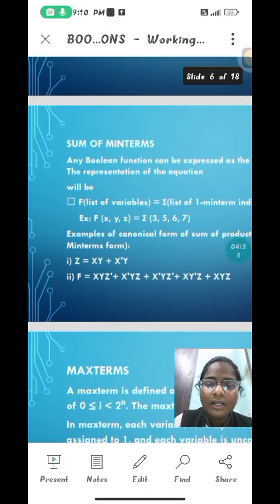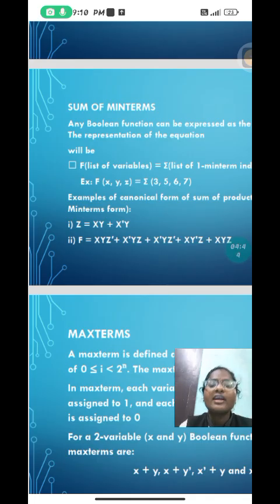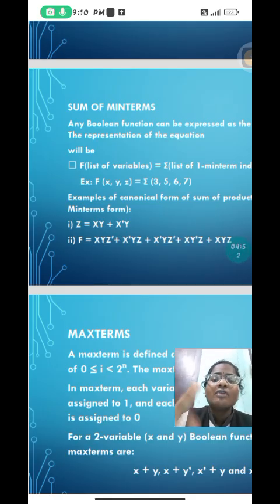See this example. We will take only 3 variables, not 3 literals. We can take w, x, y, z, u, v as the literals. For example, f of x comma y comma z is equal to the summation of 3 comma 5 comma 7. With 3, 5, 7, we represent the sum of minterms.